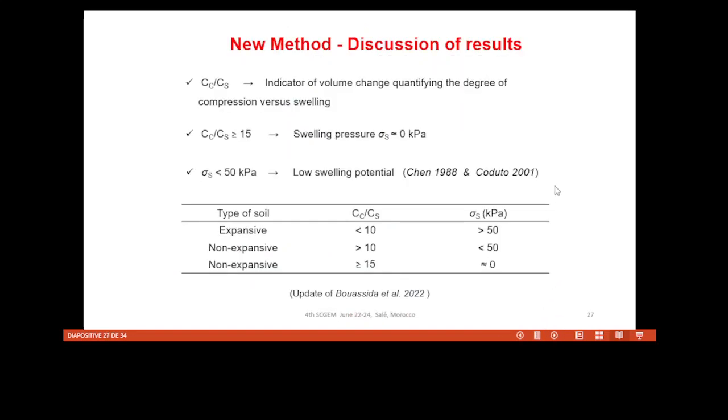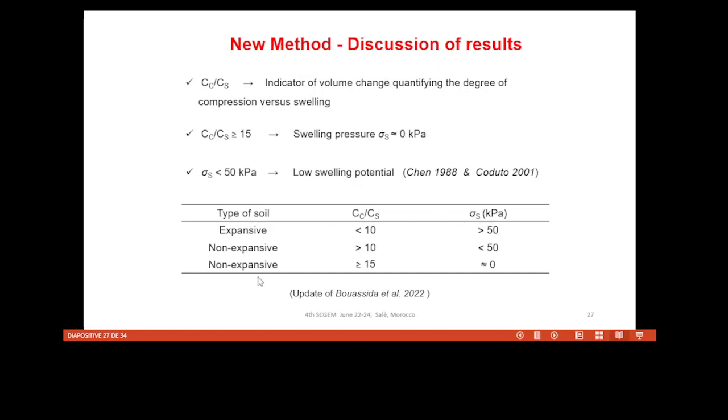So the new method we are introducing, how we can discuss the results. If you have expansive soils, usually the Cc/Cs ratio is greater than or equal to 15, and almost the swelling pressure is 0. But we can have low swelling potential, as reported by Chen and Codito, when the swelling pressure is less than 50 kPa.